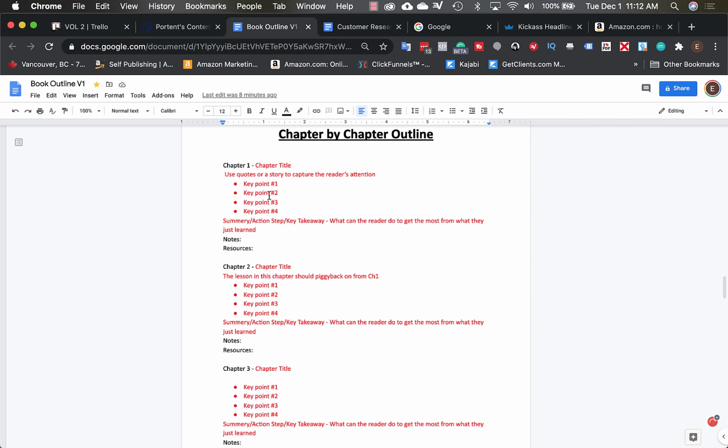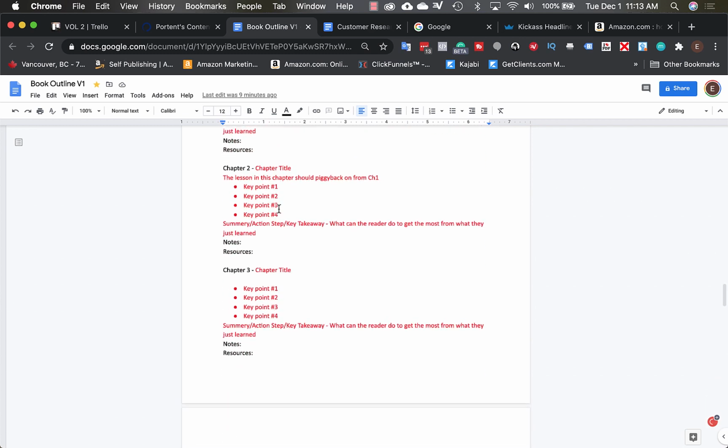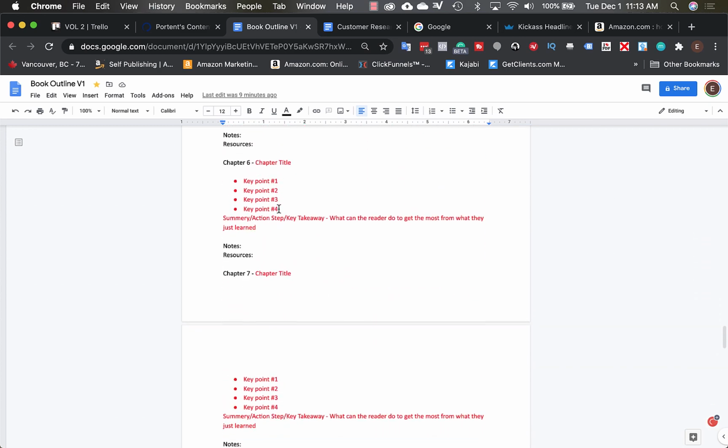Key points, 1, 2, 3, 4, 5 if you want 5, and then the summary, action step, or key takeaway. What the reader can do to get the most from what they just learned. And that's typically the layout of every single chapter. Now, like I said, it'll change based on your niche, the type of book you want, so you can make the adjustments as you see fit. But this is the type of outline you want to be following for your book.